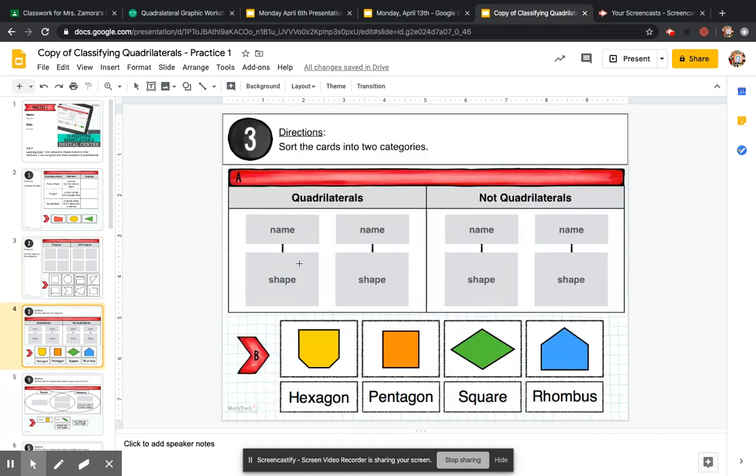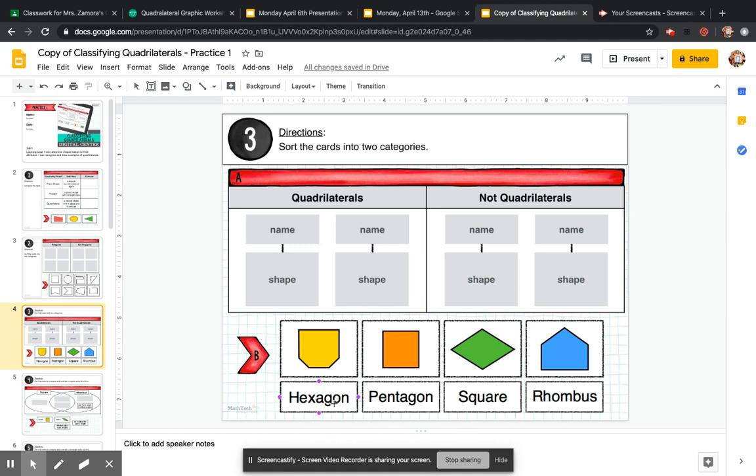Okay, this one you are going to find the quadrilaterals. Remember, quadrilaterals have 4 sides. So if they have less than 4 sides or more than 4 sides, they are not quadrilaterals. You need to drag the shape where you believe it goes, and you also need to find the shape name.